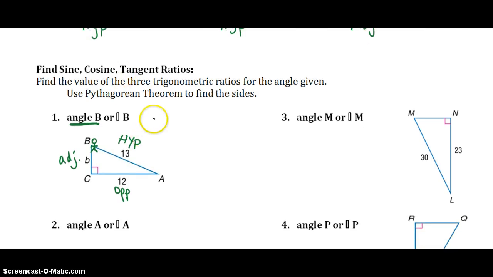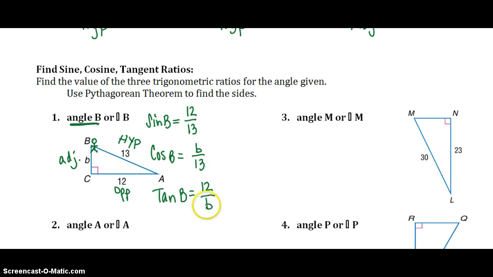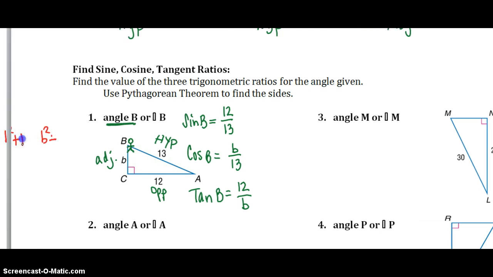So to set up all of our ratios, the sine of angle B equals, that's SOH, opposite over hypotenuse. The cosine of angle B equals, that's CAH, adjacent, which I don't know what B is, over hypotenuse. And then the tangent of angle B, TOA, opposite over adjacent, would be 12 over B. Now, using the Pythagorean theorem, I could find out what B is and then fill in my variable. So let's use the Pythagorean theorem quickly. Over to the left, B squared plus 12 squared.